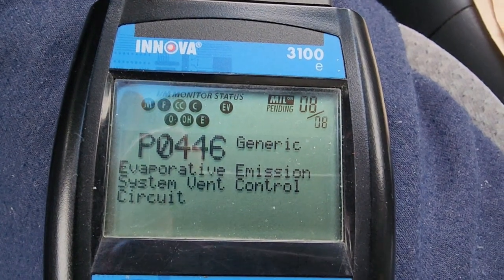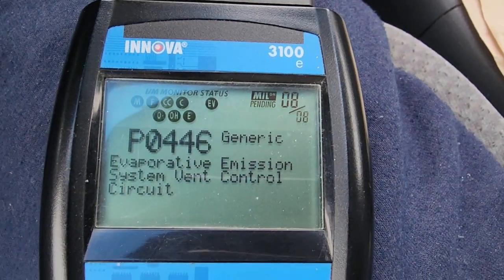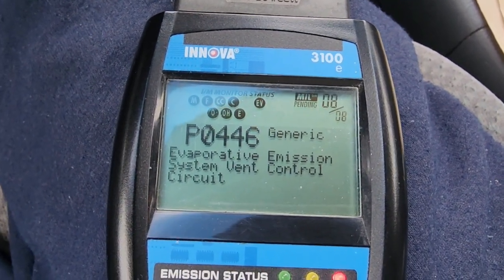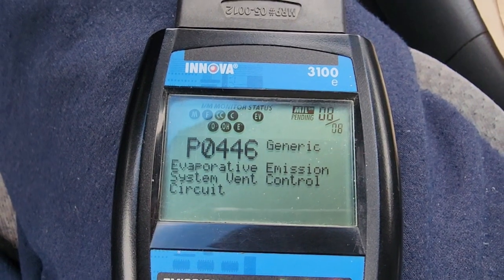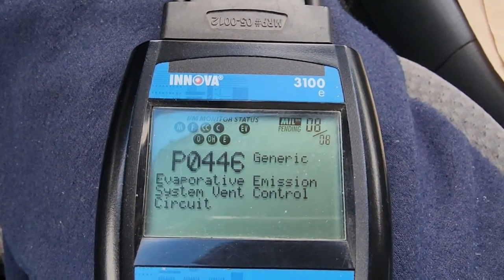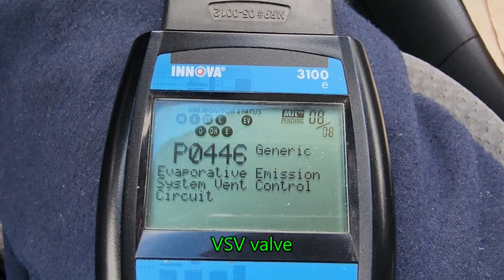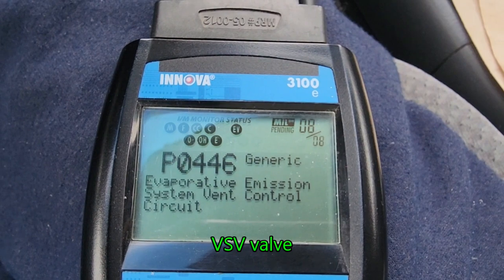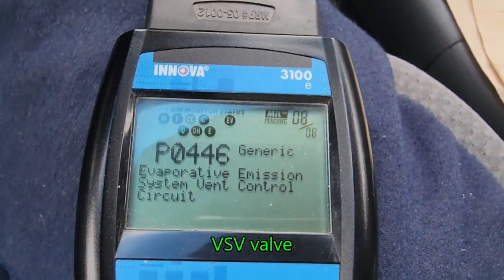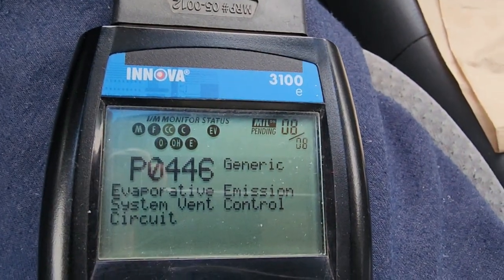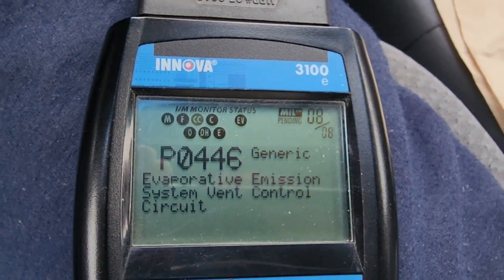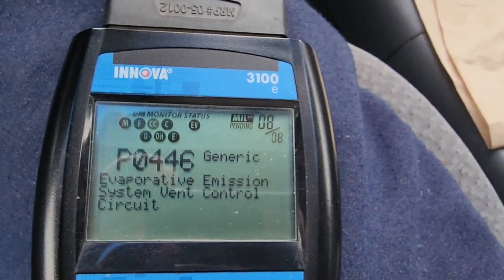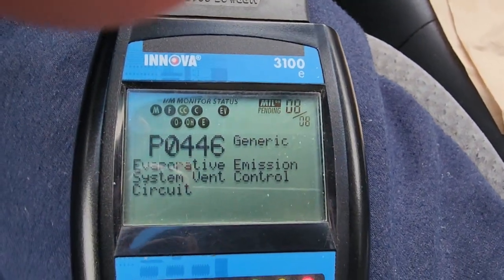The common source, especially for P0446, is the charcoal canister. There's a VCV valve over there that is sometimes stuck, not operating, clogged, or for any reason. People usually change the whole canister. Okay, we'll look at it.